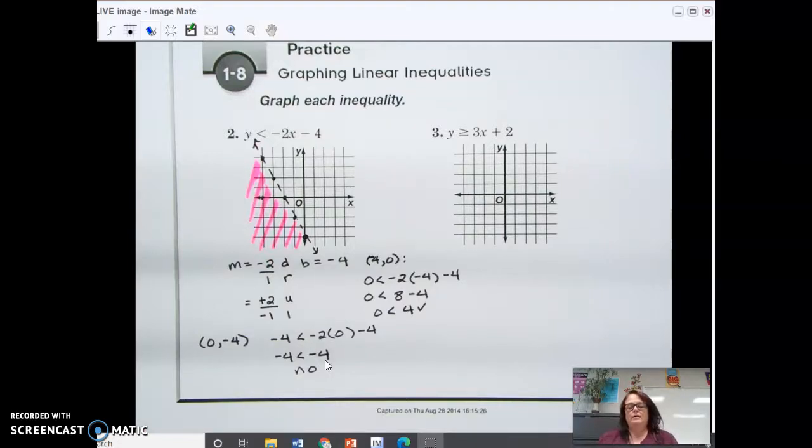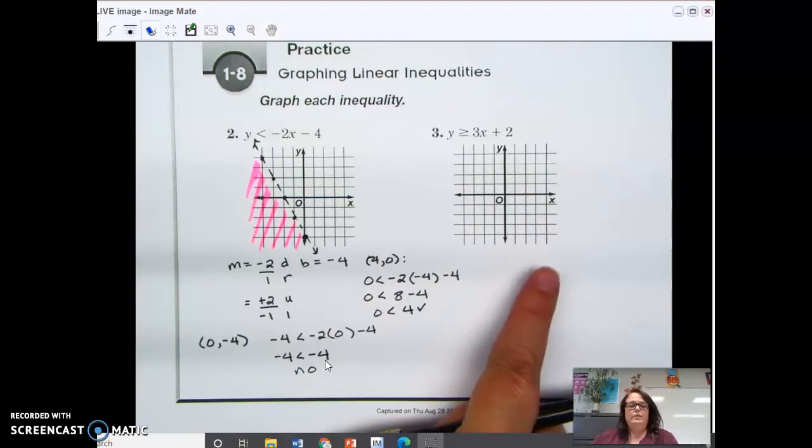So if you don't like the whole above and below, you could pick a point and see if it works. So take a moment to look at number 3, pause the video for a moment and see if you can graph that.